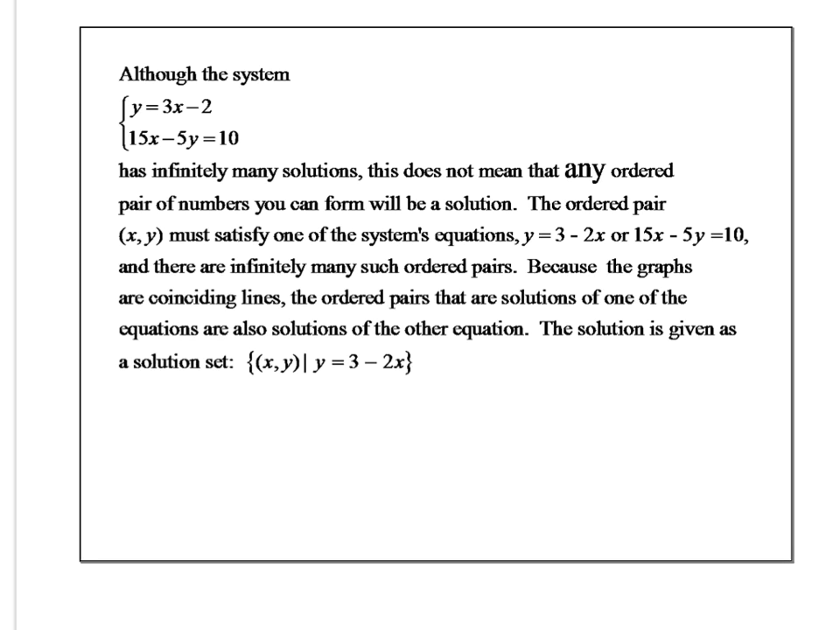So although this system that we just did has infinitely many solutions, this does not mean that any ordered pair of numbers you can form will be a solution, right? That's because we have to have an ordered pair x, y that satisfies one of the system's equations. So it either has to work in this one or in this one. And there are infinitely many such ordered pairs. Remember, those graphs are going to be right on top of one another. So the graphs are coinciding lines. The ordered pairs that are solutions of one of the equations have to be solutions to the other. So this is how they wrote the solution set.